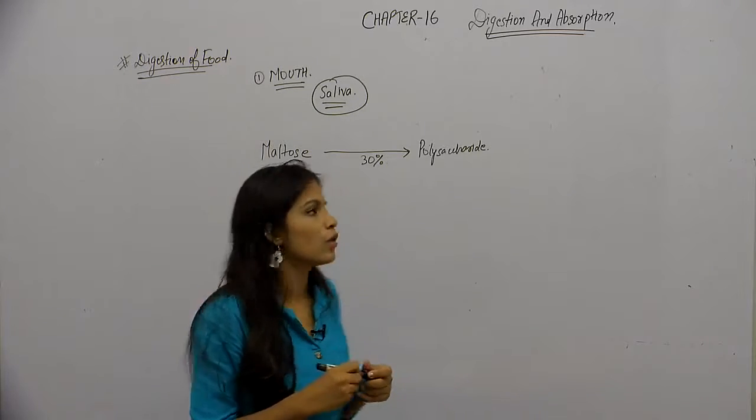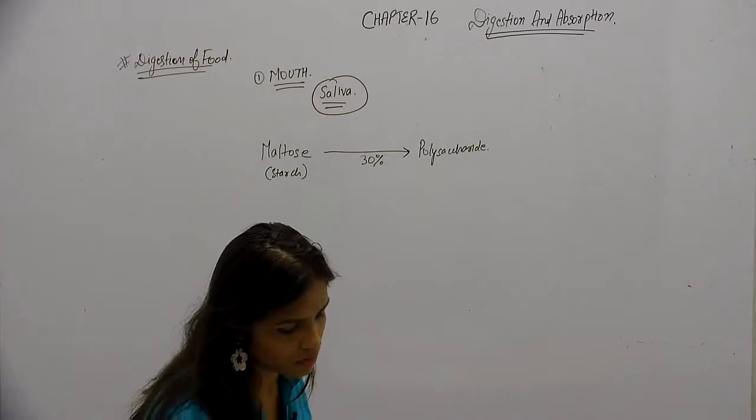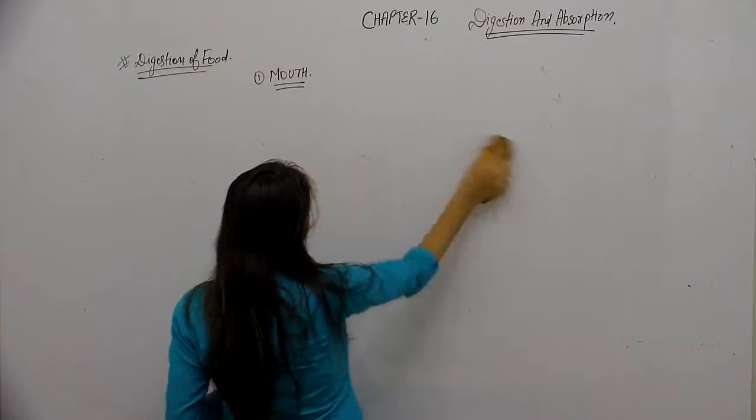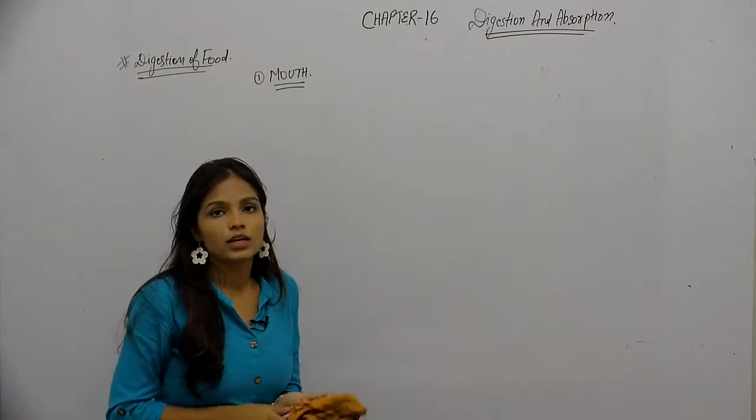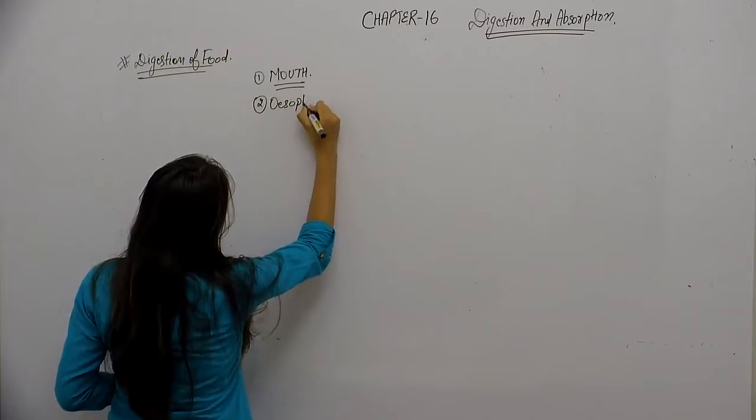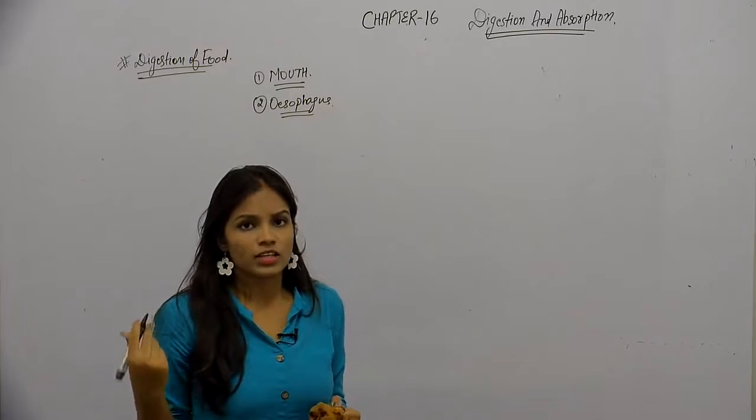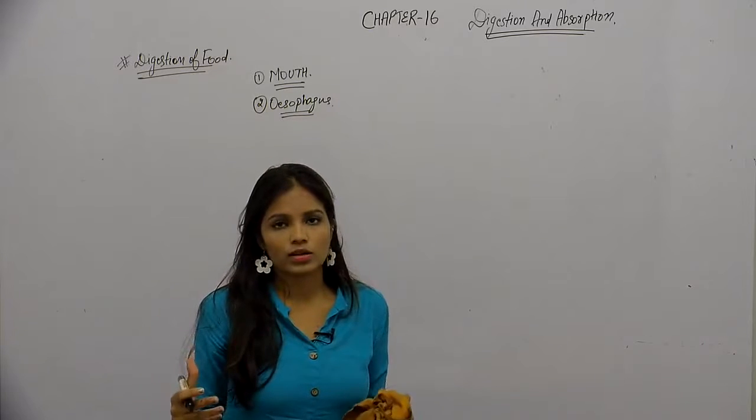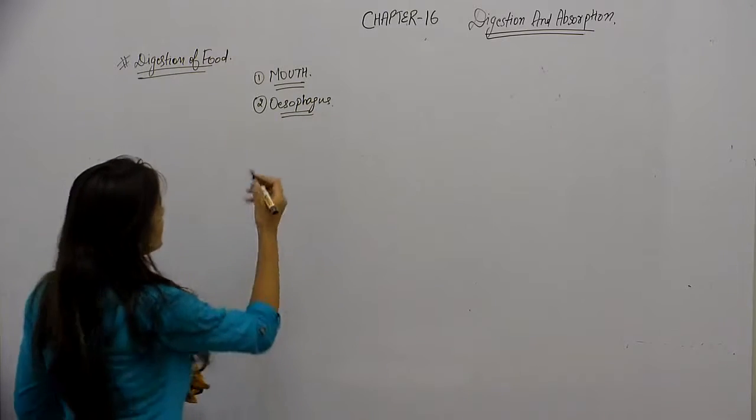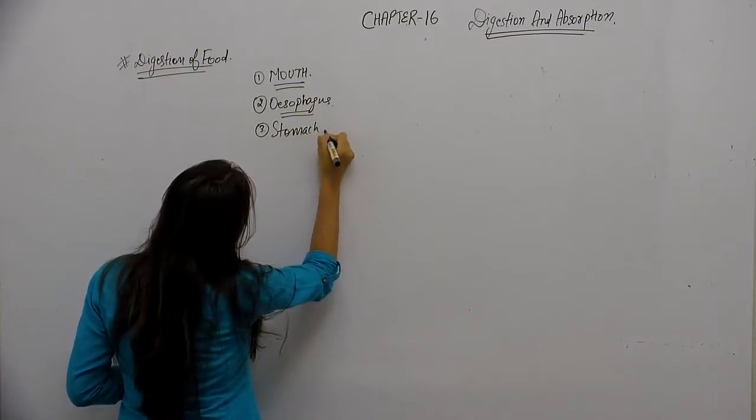And then after the mouth, we proceed to the esophagus. In the esophagus, there is no such digestion or absorption taking place. In the esophagus, there is just the passage of food from the mouth to the stomach. And then after the esophagus comes the stomach.